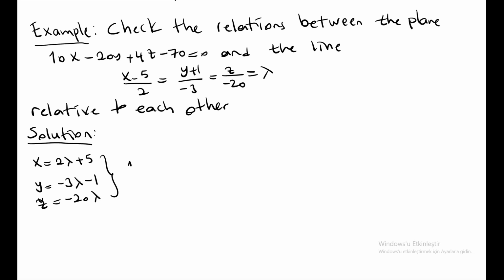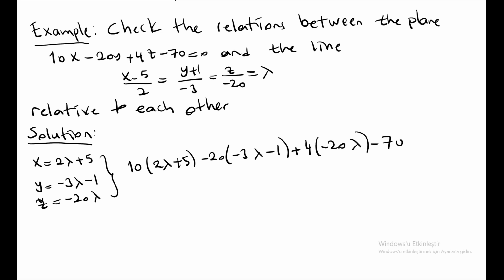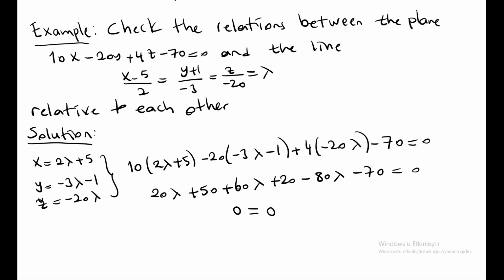So now put this information here. 10 times (2 times lambda plus 5) minus 20 times (3 times lambda minus 1), and 4 times negative 20 times lambda, minus 70 equals 0. So now check that: 20 times lambda plus 50, minus 60 times lambda plus 20, minus 80 times lambda, minus 70 equals 0. So you see the lambda terms cancel each other, 20 lambda minus 60 lambda minus 80 lambda becomes 0. So you have 0 equals 0. So it means whatever lambda, it doesn't matter. For every lambda, this equation is satisfied.